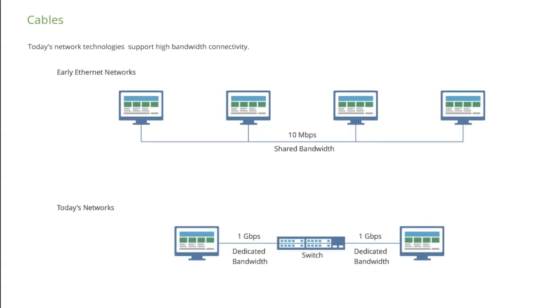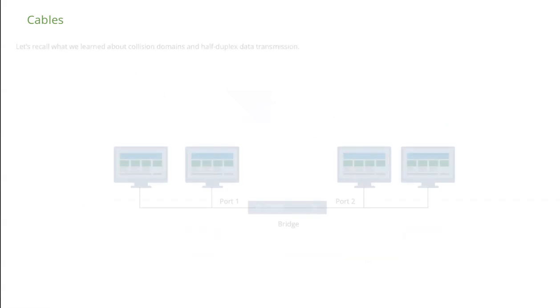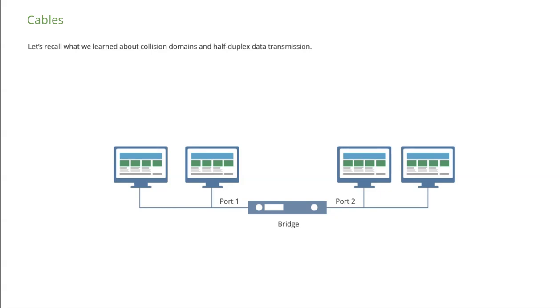In this section, we'll see how new devices called switches and routers changed networking configurations and dramatically increased network speeds. Let's recall what we learned about collision domains and half-duplex data transmission. As we learned in the last section, bridges break or segment one large network into smaller collision domains. Because fewer devices are competing for network access, overall network performance improves.